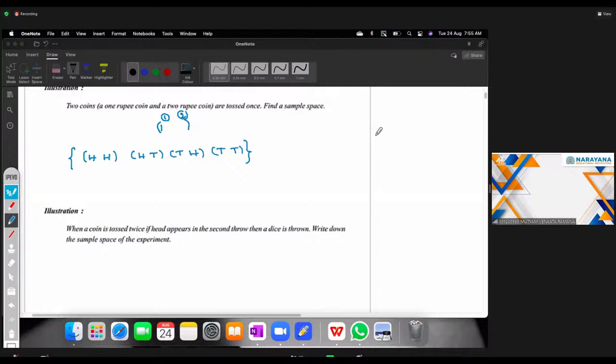Now if I ask for the number of ways of getting 1 head plus 1 tail, these are the 2 cases. So if I say event E, what is the probability of E? It is the number of favorable cases: 2 are favorable out of 4. So the answer is 1/2. That is the probability. So simple.